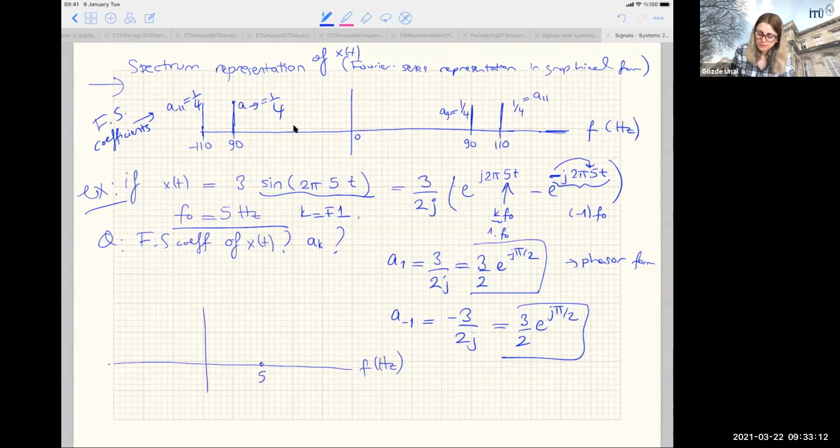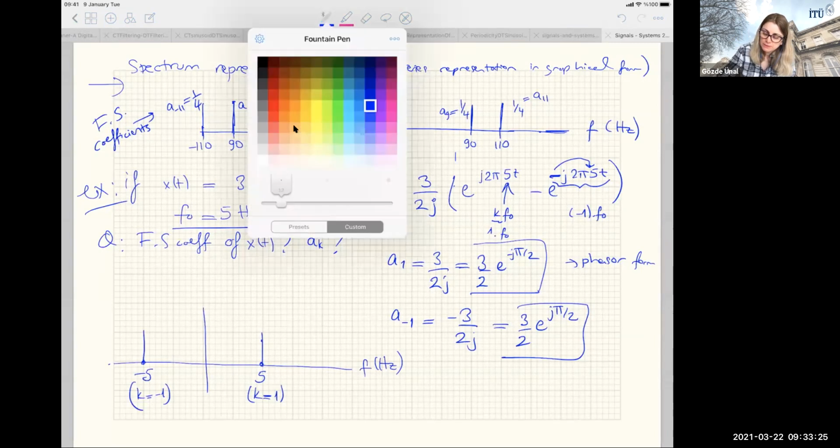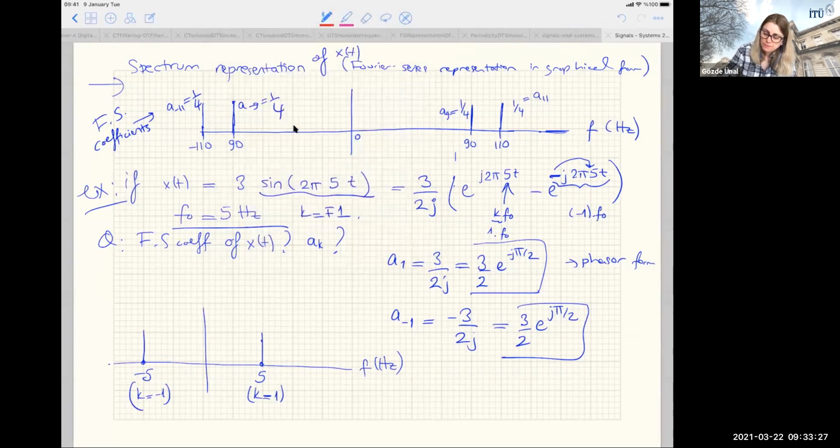5 hertz, minus 5 hertz. I have the k equals 1 case. I mean, sometimes we also say this is k equals 1. Okay, the same thing for here. I could have written it actually. You guys can say this is k equals 9, this is k equals 11, k equals minus 9, k equals minus 11. Okay, this is important.